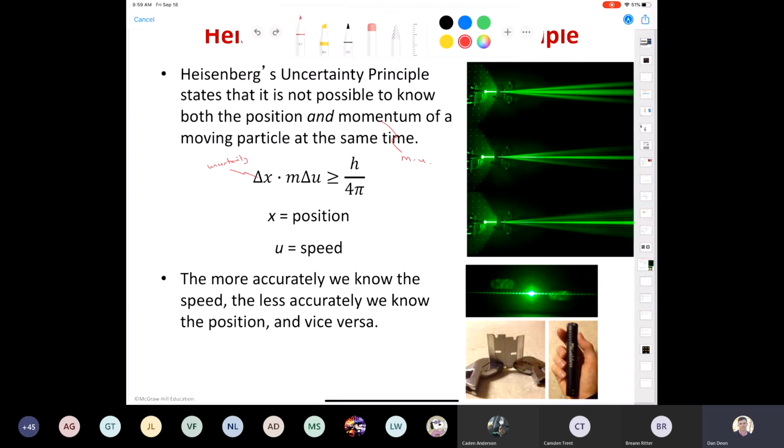And if you're like, oh, Mr. Dion, what are you rambling on about? Well, all you really need to know is that if you take the product of the uncertainty in position and multiply it by mass times the uncertainty in speed, it has to be greater than or equal to Planck's constant divided by 4 pi. Now, Planck's constant is a very, very small number. And so we're going to be talking about particles with really small masses, like an electron.